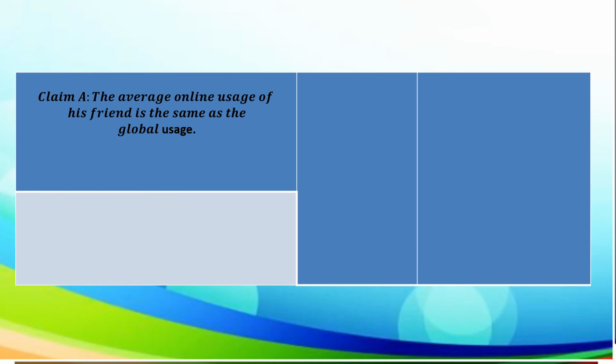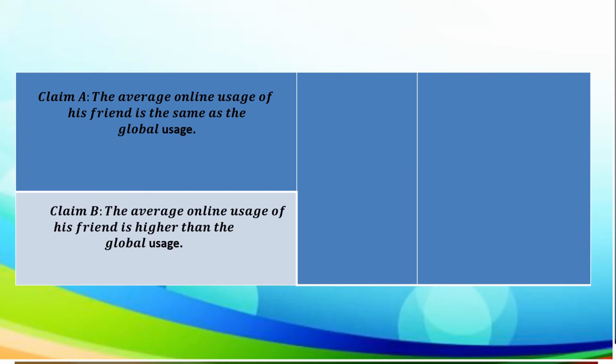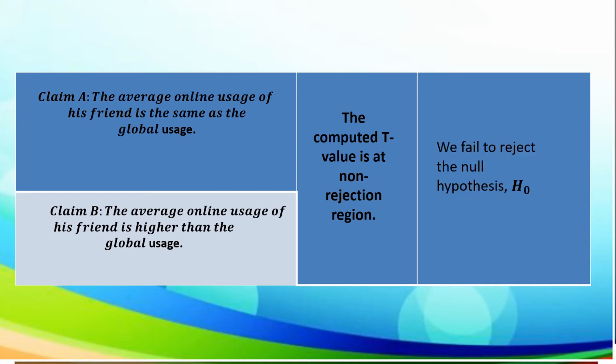Now, let us go back to the two claims of Rizal. Claim A states that the average online usage of his friends is the same as the global usage. If you're going to remember, this claim shows a two-tailed solution, while Claim B, which states the average online usage of his friends is higher than the global usage, shows a one-tailed solution. The given t-value for both claims falls under the non-rejection region. Thus, the decision in these two claims is fail to reject the null hypothesis.